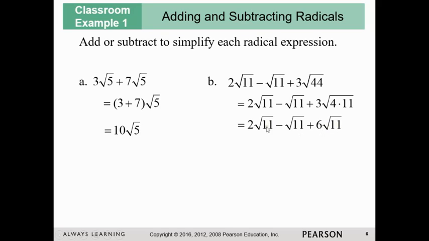So now we have everything of the same index and the same radicand. So 2 square roots of 11 minus square root of 11 is 1 square root of 11, plus 6 square roots of 11. We end up with 7 square roots of 11.